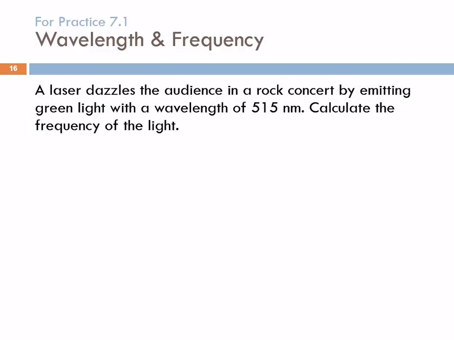Okay, so a laser dazzles the audience in a rock concert by emitting green light with a wavelength of 515 nanometers. Calculate the frequency of the light. Well, we had an equation that the frequency was equal to the speed of light divided by the wavelength. The speed of light is 3.00 times 10 to the 8th meters per second. And they're telling us what the wavelength is, 515 nanometers.